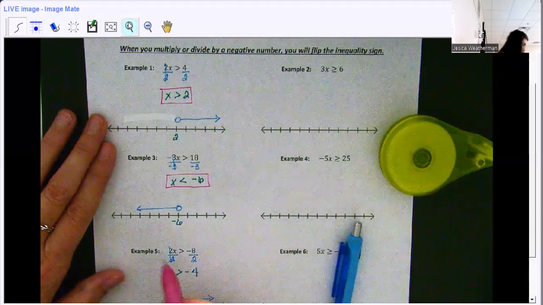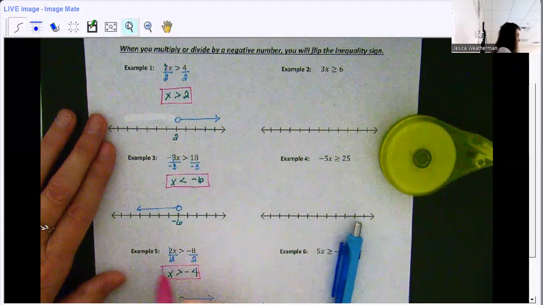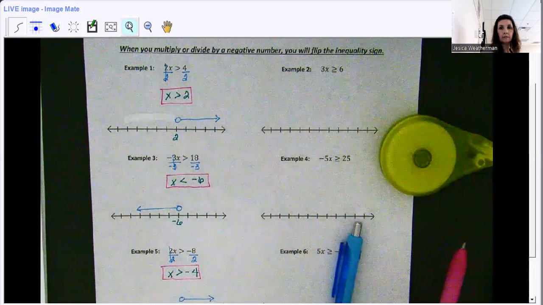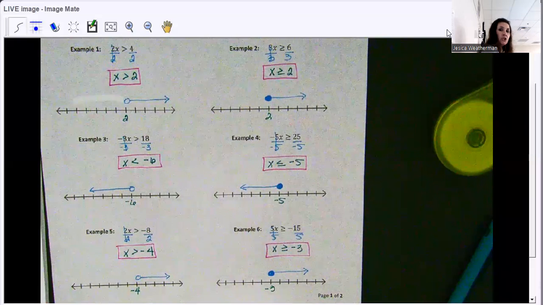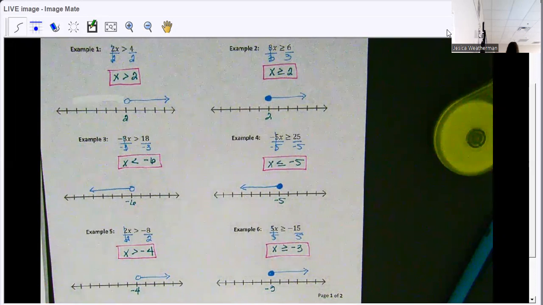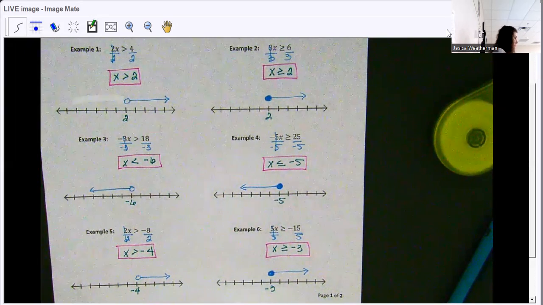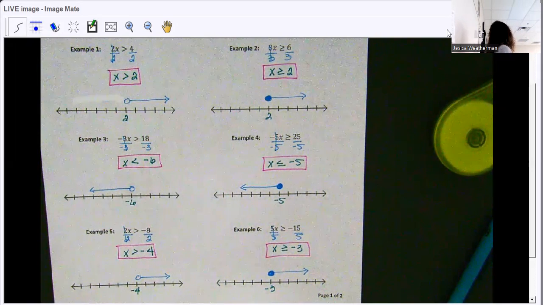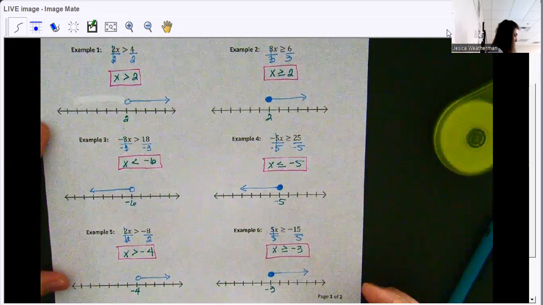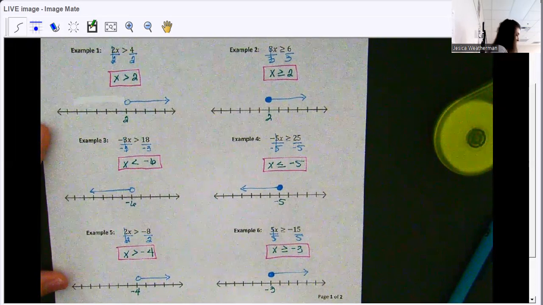Okay. So I'm going quickly because I know this is review. So what I want you to do on your own is example 2, 4, and 6. Okay, go ahead and check 2, 4, and 6. Make sure you were correct. Or make sure I'm correct. Are there any questions on this one? Okay, let's flip it over.